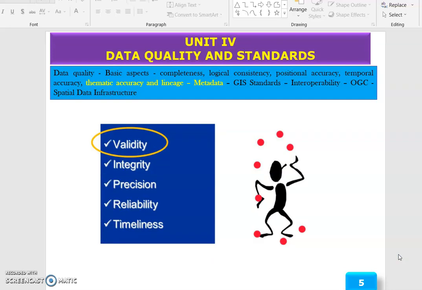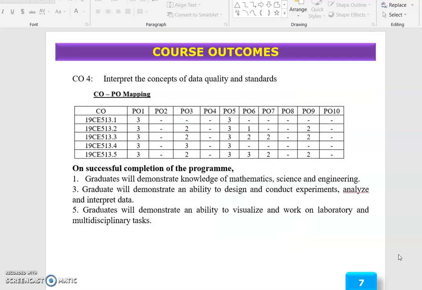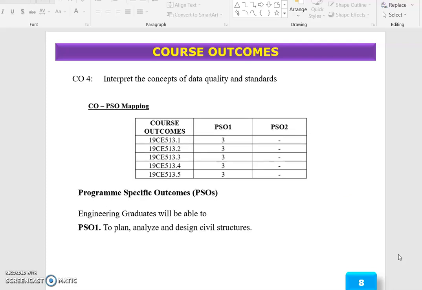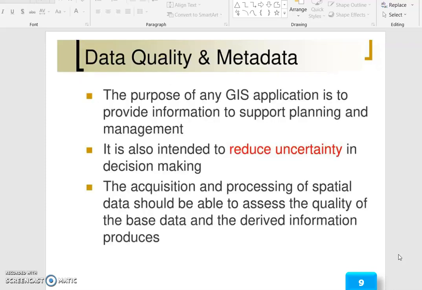The topic is thematic accuracy and lineage metadata. The course outcome of this topic is to interpret the concept of data quality and standards. The program outcome of this topic is 1, 3 and 5. The program specific outcome is 1.